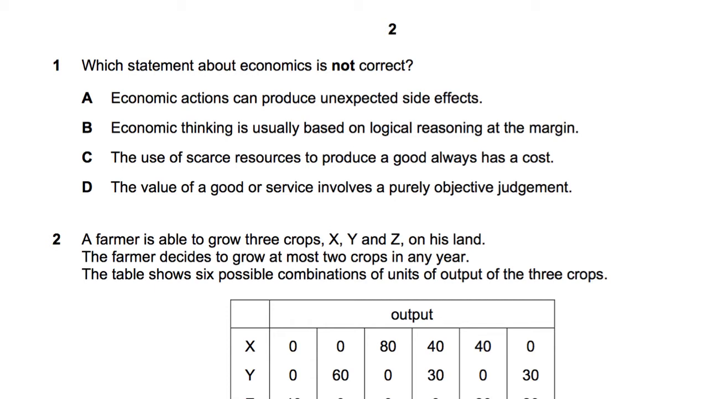The first question says, which statement about economics is not correct? So the answer for this one is basically D, which says the value of a good or service involves a purely objective judgment, because when you look at a value of a good, it is not objective or normative. It could also be judged through a positive manner.